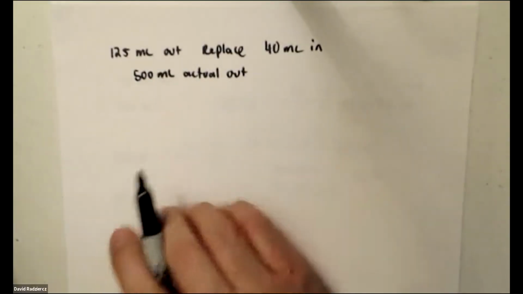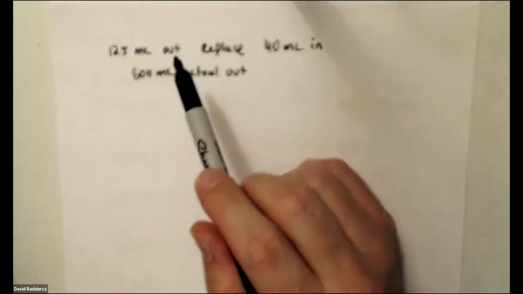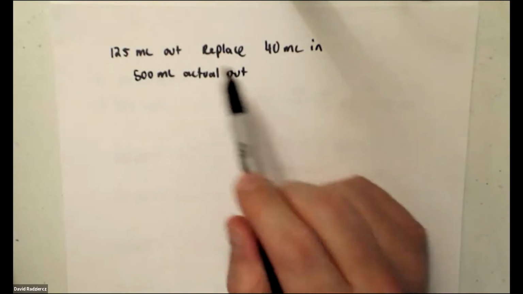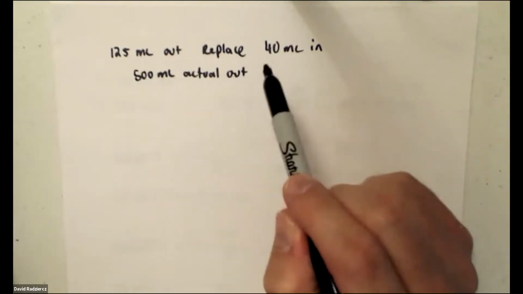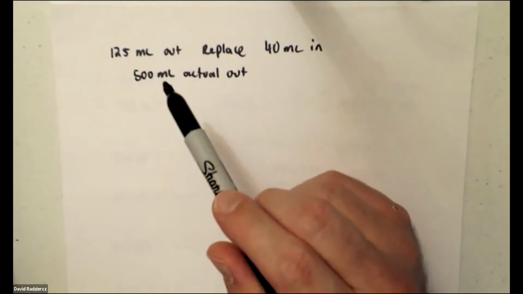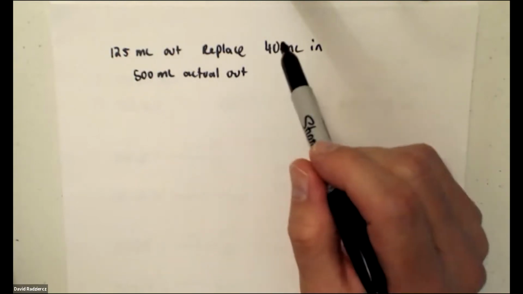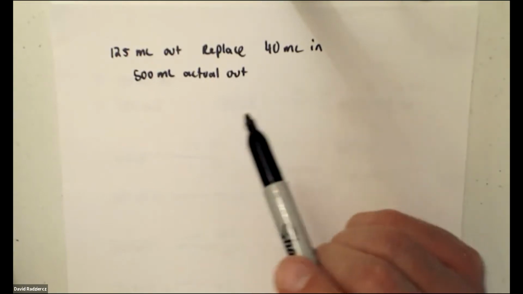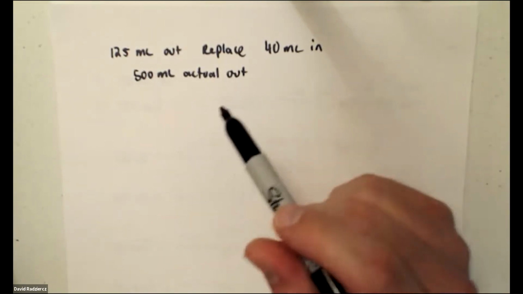Okay, so a couple things to keep in mind. Now, if you rationalized your answer and got the right answer just by figuring out, okay, I know that 125 goes into 500 milliliters so many times, and then I just multiplied that number by 40, you did a ratio and proportion. You did that right. You got the right answer.